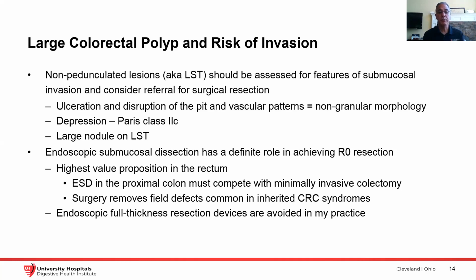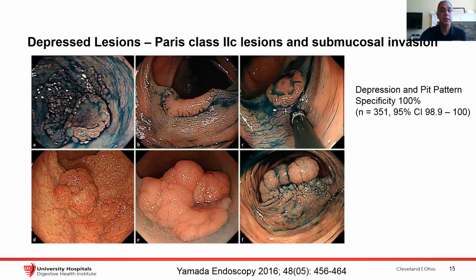And remember, surgery removes field defects common in inherited colorectal syndromes, which could be missed in patients with large polyps. I generally do not use endoscopic full thickness resection devices, and I think they're fraught with problems. We can go over that in another talk. This is a classic paper. Again, this should be in your file if you're doing endoscopic resection.